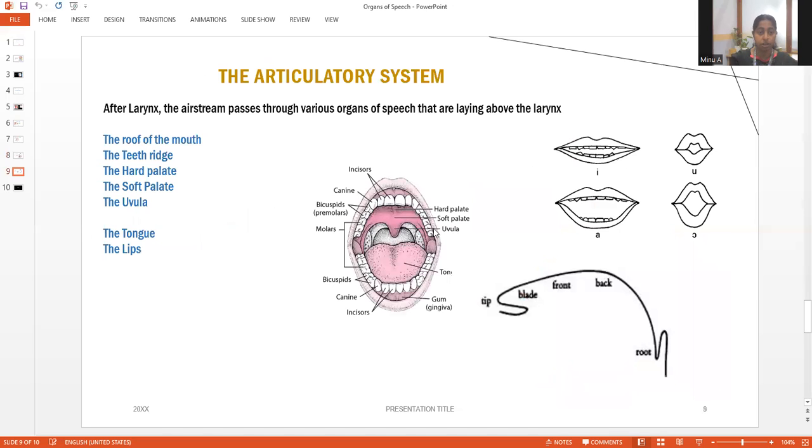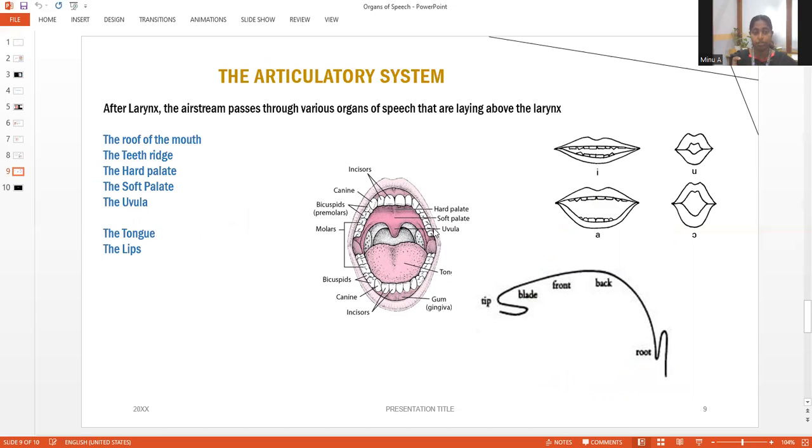After this phonatory system, we are moving on to the last system in the organs of speech, that is the articulatory system. For the purpose of study, we can again divide the articulatory system into three categories.